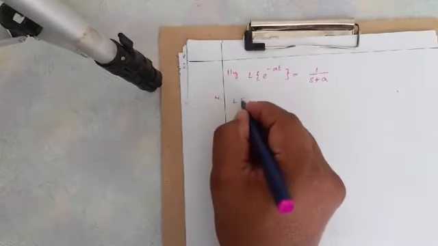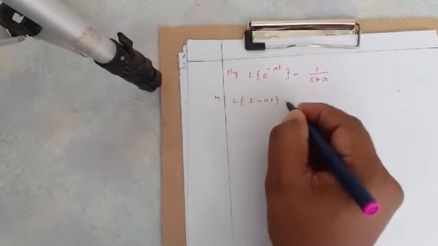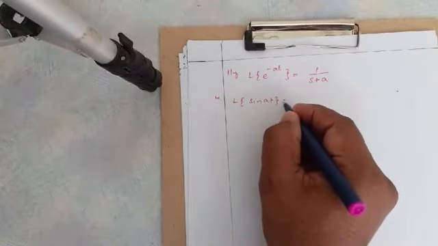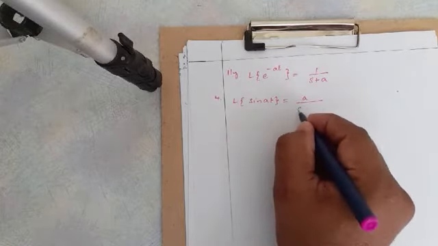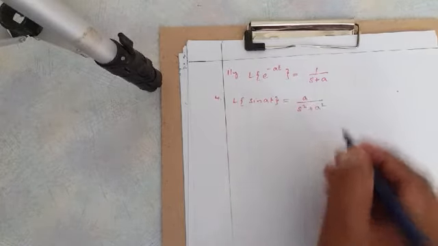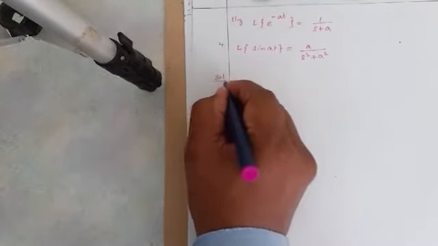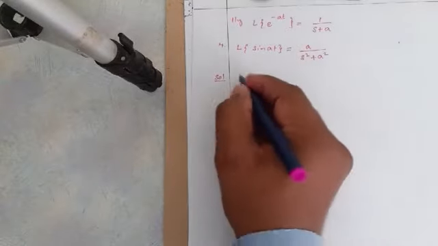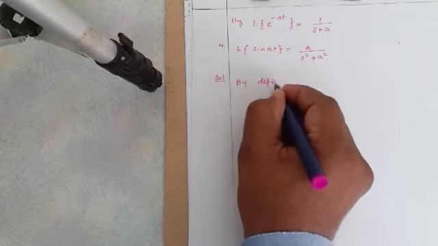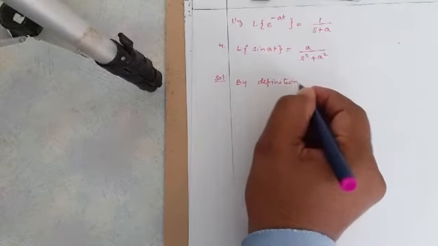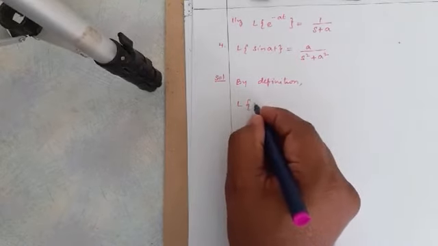Laplace of sin at. Laplace of sin at is equal to, now we will find that, a upon s square plus a square. Let us find this. Now as you know, when you are finding Laplace of sin at, we will write again by the definition of Laplace transform. You know the definition of Laplace transform. Here f of t is given as sin at.